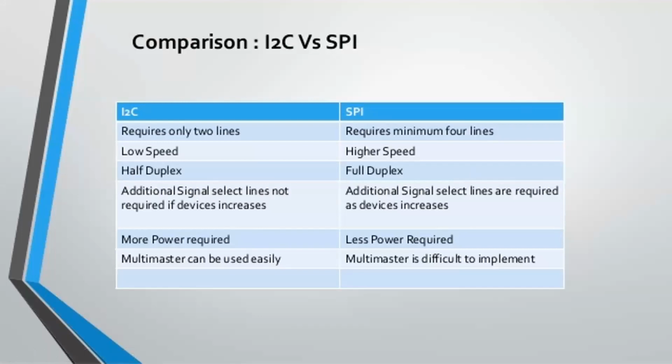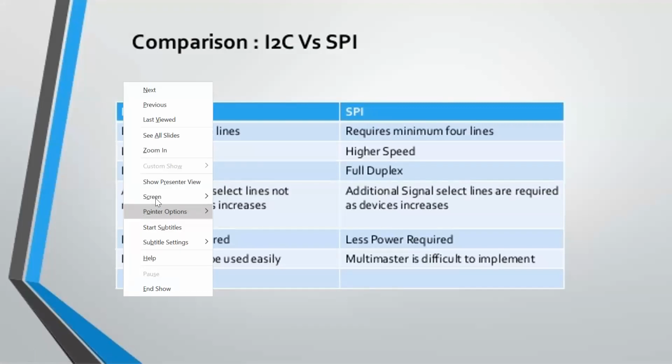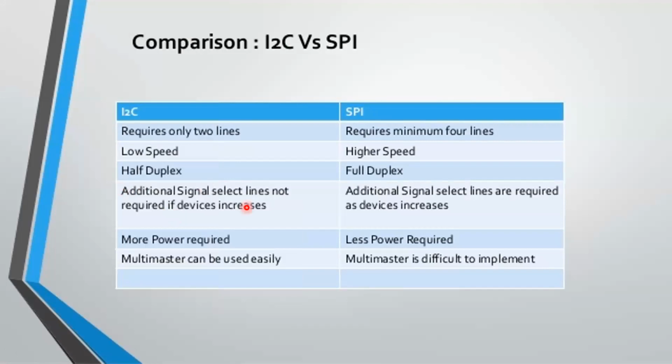I square C is half duplex. It's a very important question: what is the difference between I square C and SPI? You have seen this is half duplex and this is full duplex. And I square C requires only two lines. Anyone remember the two lines? Last class, on Friday, I taught it. I square C, what are the two lines?